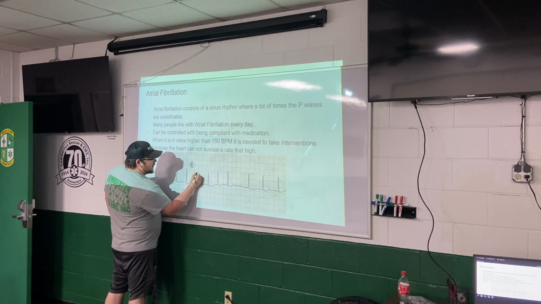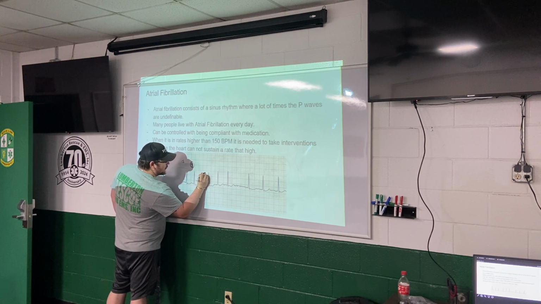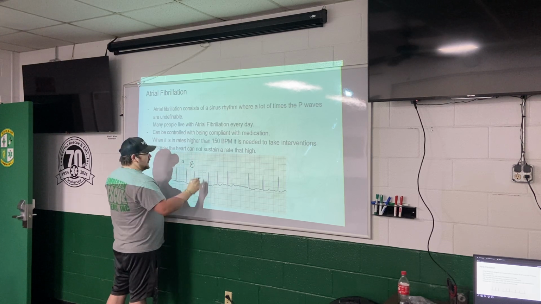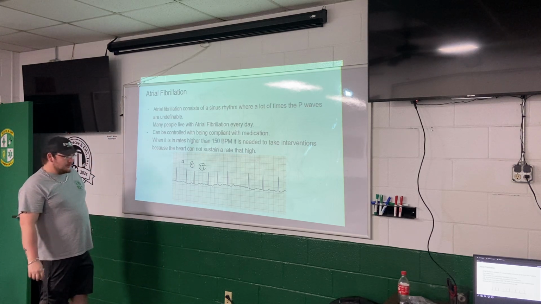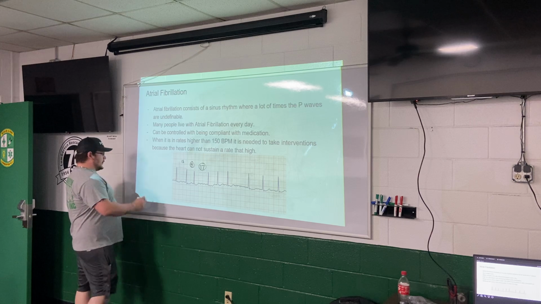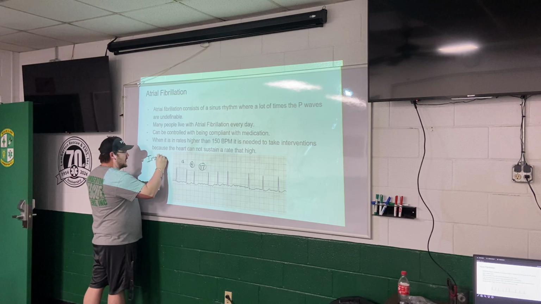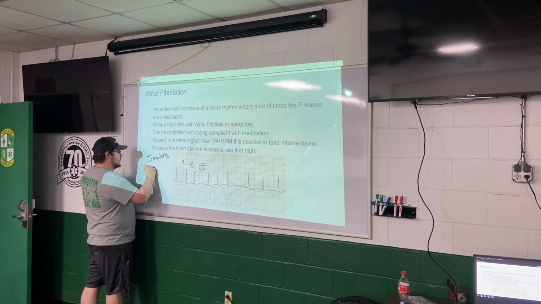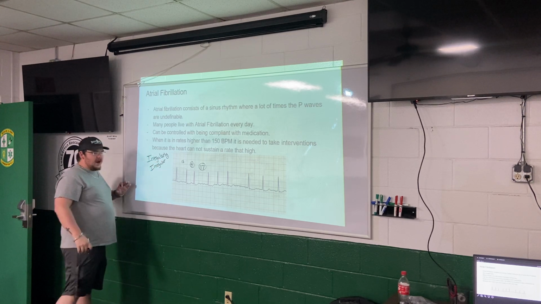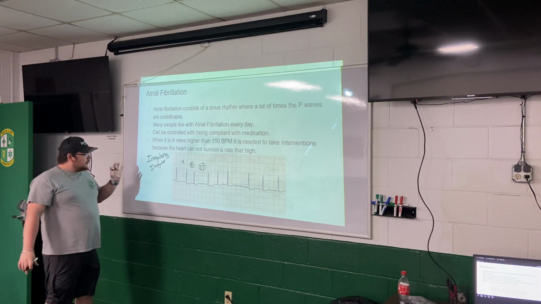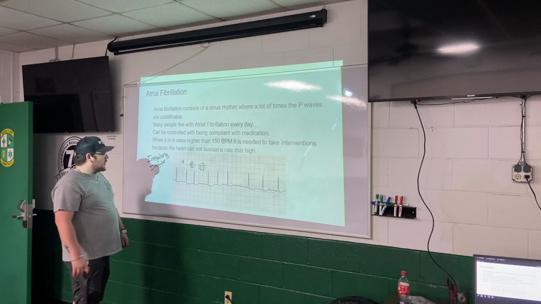1, 2, 3, 4, 5. 1, 2, 3, 4, 5. 1, 2, 3, 4, 5. 1, 2. So 13, 9, and 17. Obviously, this isn't going to be a regular rhythm. So we're going to say this rhythm is going to be irregularly irregular, which means that no matter how long this rhythm goes on, no R to R interval is going to repeat itself. It's always going to be irregular no matter which way you look at it.